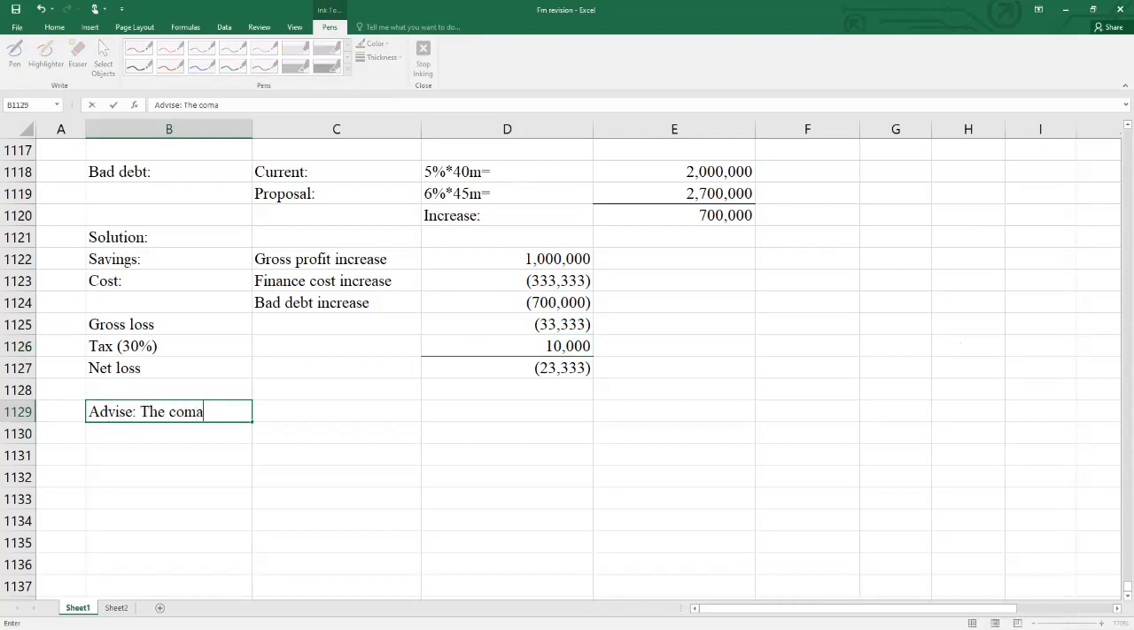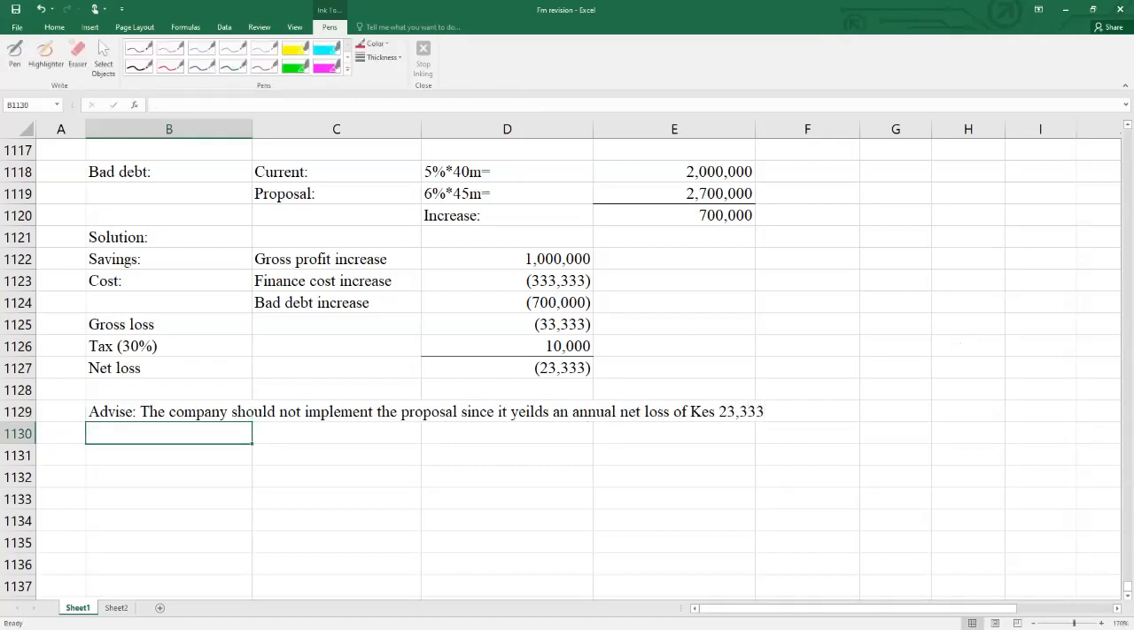The company should not implement the proposal since it yields an annual net loss of, don't get tired, trade down. That's how we do manage account receivable. Clear question?